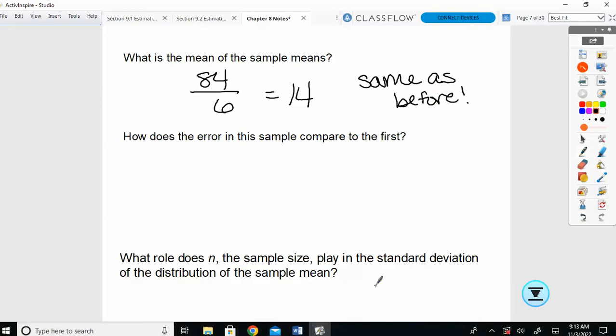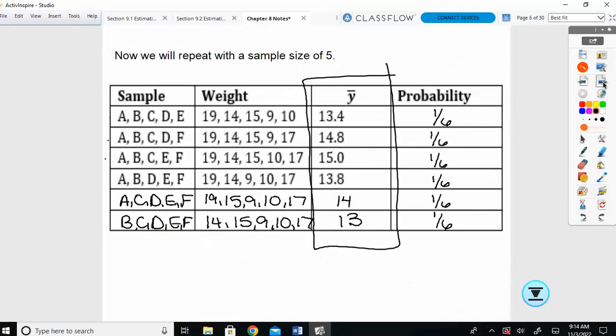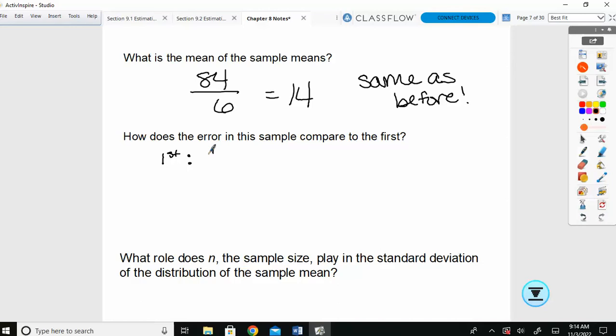So it kind of leads us to believe that when we take these sampling distributions, the mean of that is the same as the mean of the original population. How does the error in this compare to the error of the first? So in the first one, what was the probability that we got it right when we just took a sample of 2 pumpkins? The probability that the mean was the same as the population was 1 in 15. So in the first, there's 1 in 15 chance.